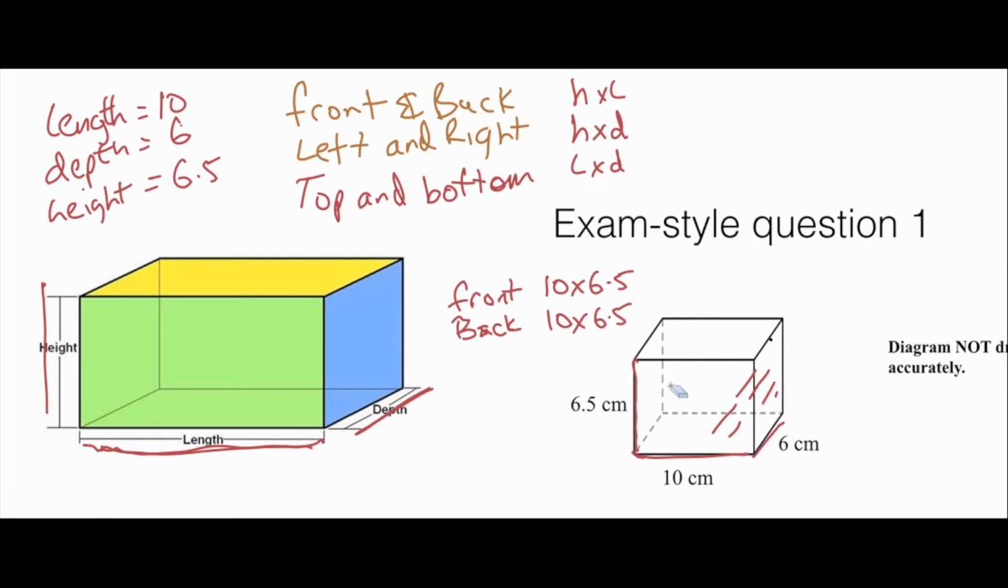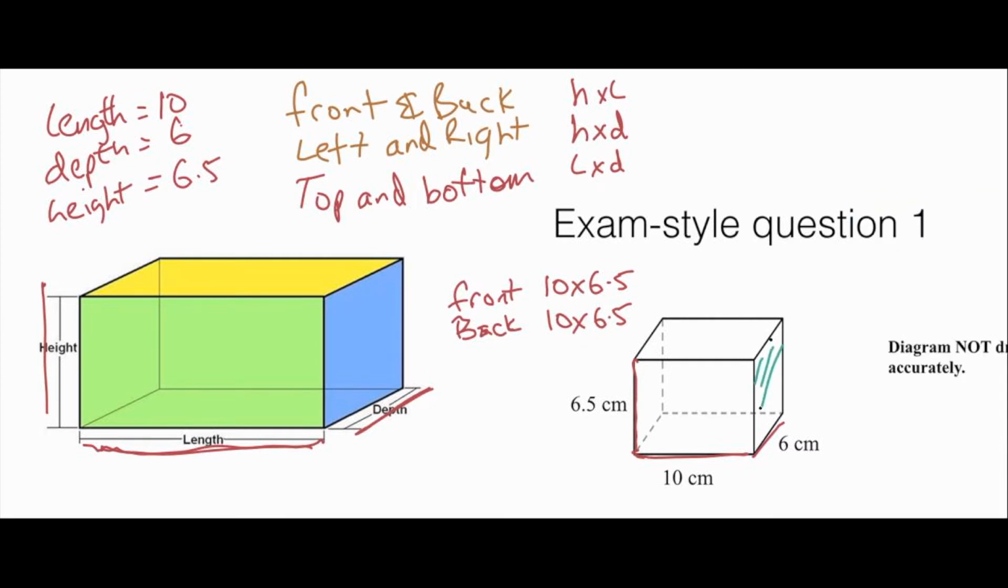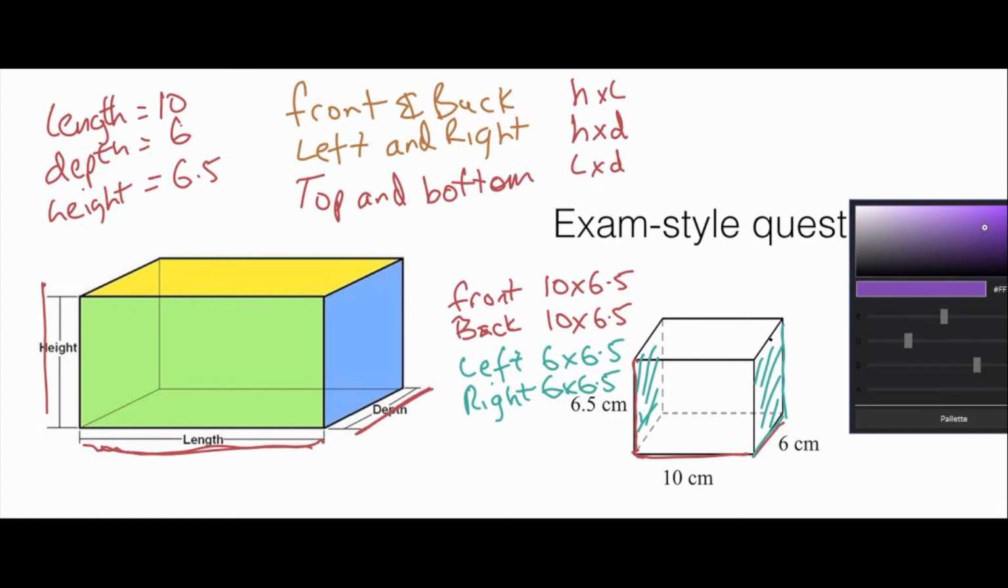Let's get rid of those so we can see each set of sides when we do it. So let's look at the end here. This is my right side. This is my left side. And again, I've got two sides that are exactly the same. So if we say my left side is going to be 6 times 6.5, and my right is going to be exactly the same, 6 times 6.5.